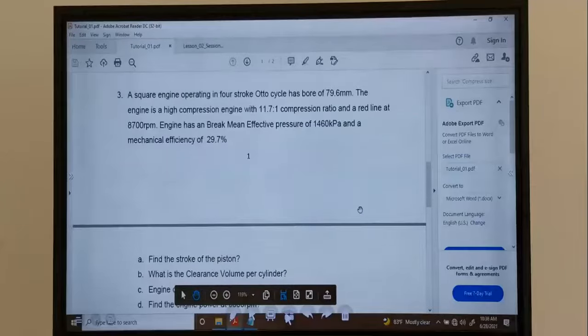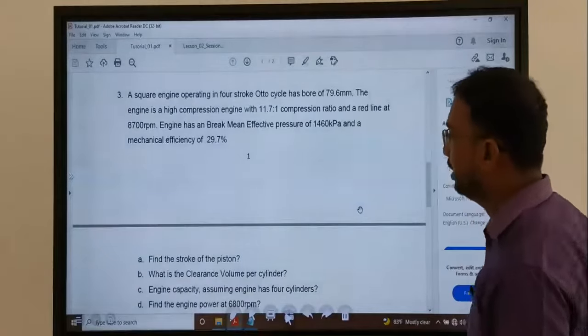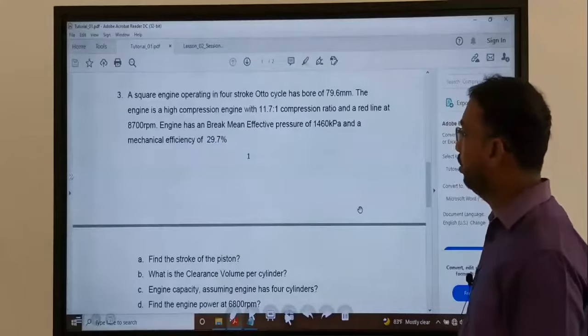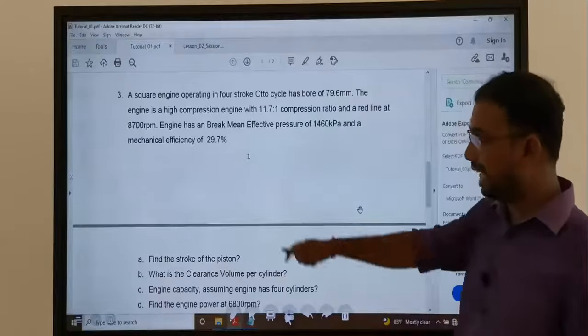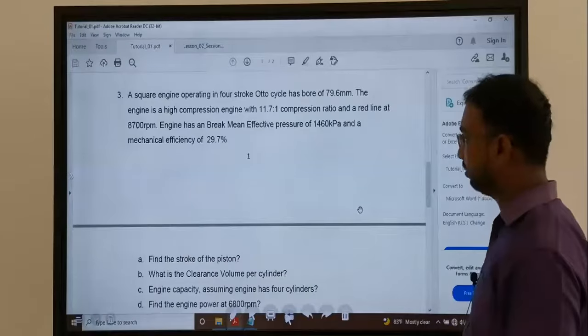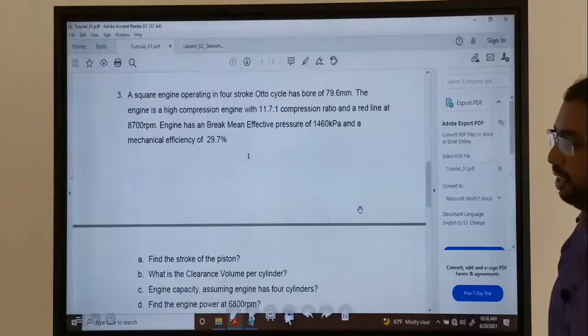A square engine operating on a 4-stroke Otto cycle has a bore of 79.6. The engine is a high compression engine with a compression ratio of 11.7 to 1, and the red line crank RPM is 8700. The engine has a brake mean effective pressure of 1460 kilopascal, and a mechanical efficiency of 29.7%.